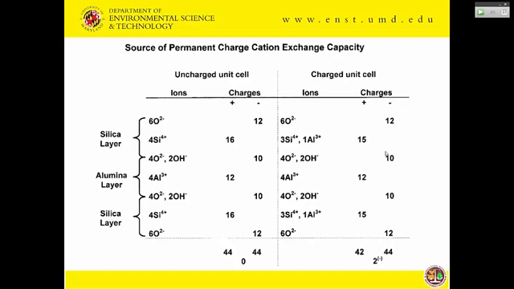So now, still 12, 15 instead of 16, still 10, still 12, still 10, 15 instead of 16. So now we have 42 positive charges and 44 negative charges, or this unit cell has -2 negative charge on it. Just that one unit cell.